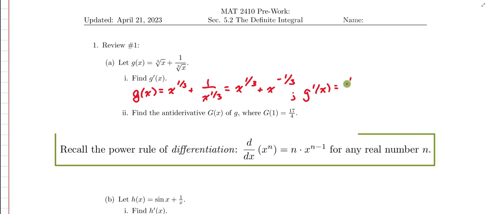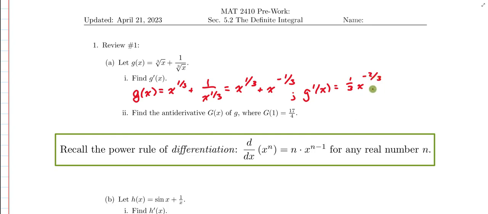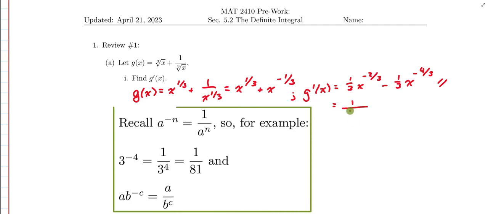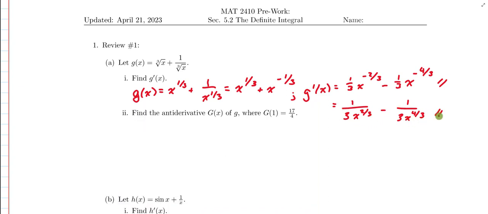So that's going to be 1/3 x, and then we subtract 1 from 1/3 to give me minus 2/3 for the first term. And for the second term, we will get minus 1/3 x to the, and then if I subtract 1 from minus 1/3, I get minus 4/3. Now that's an answer, but usually we do a little bit of rewriting. Any exponents that are negative we put below the line, and so we'll end up with 1 over 3x to the 2/3 minus 1 over 3x to the 4/3.